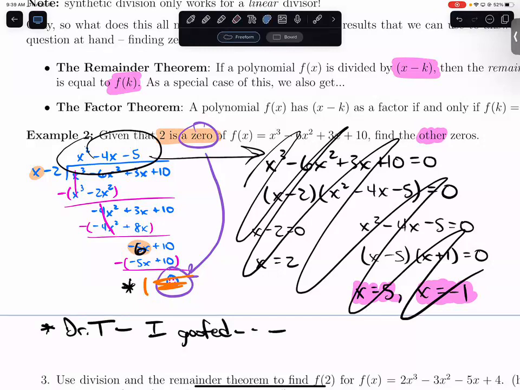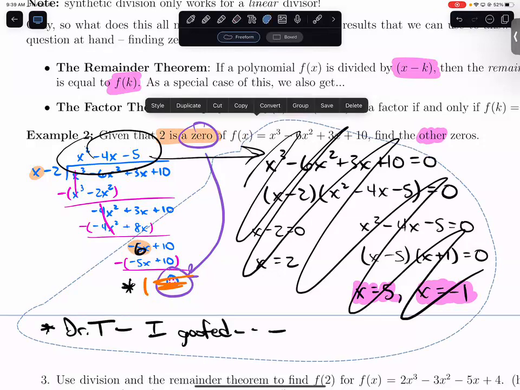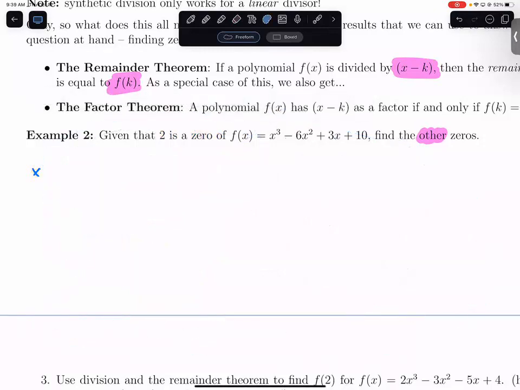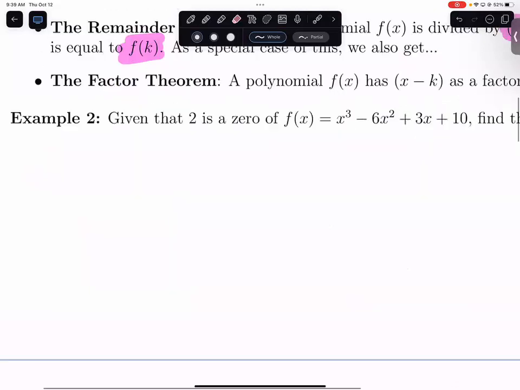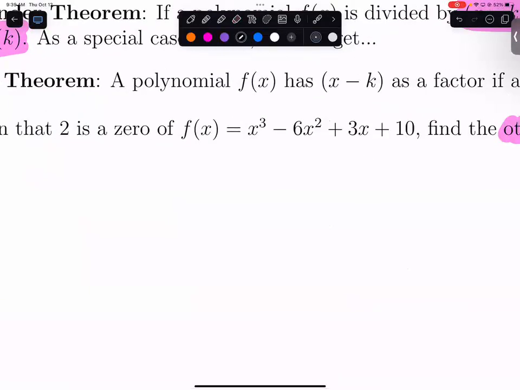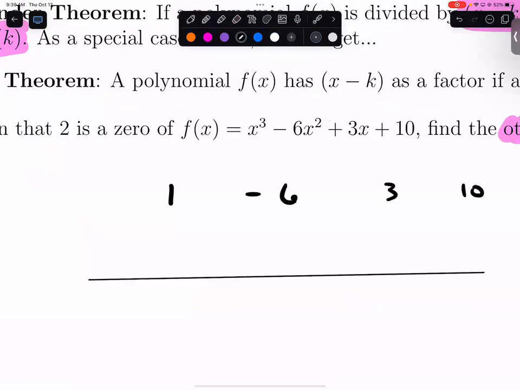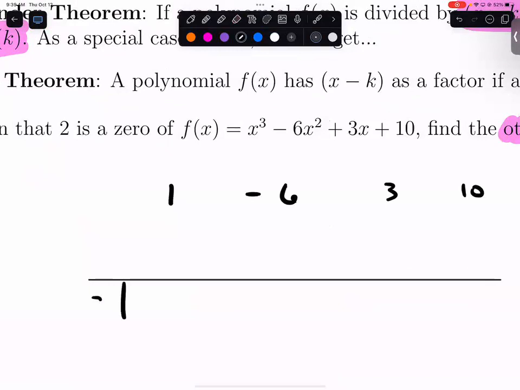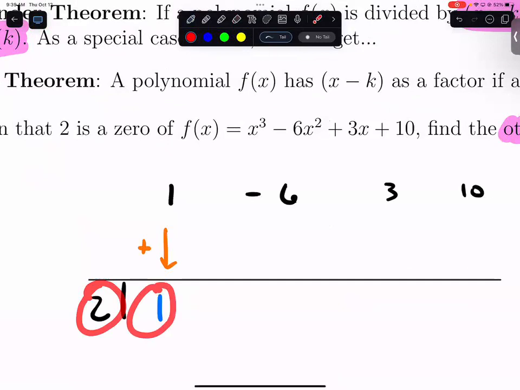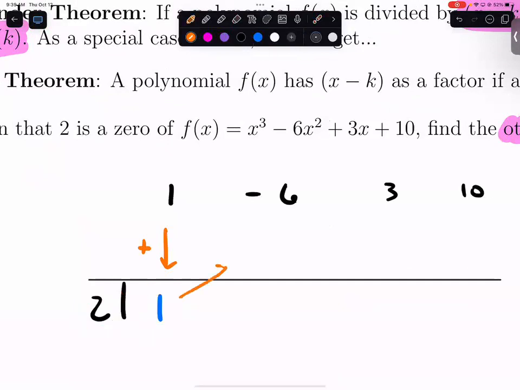Okay. Let's do that one again real quick with synthetic, just for the sake of doing it. So again, I'm just going to take the coefficients, 1, -6, 3, and 10. I'm going to take our 0, which was 2. And then add down in the columns. So 1 plus 0 is 1. And then multiply.